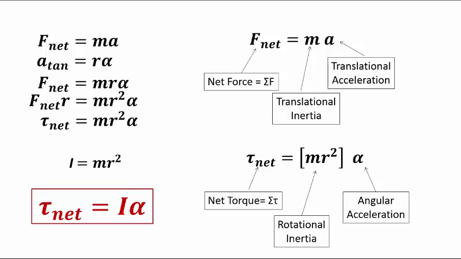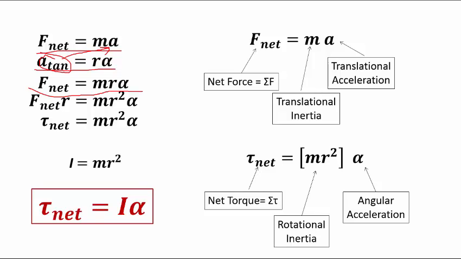In translational dynamics, we found that a translational acceleration is produced by a net force. This is simply Newton's second law. In rotational dynamics, the acceleration is angular, which is related to the translational acceleration by this formula. We can simply sub in our tangential acceleration into the second law, and we'll end up with a net force equals mass times radius times the angular acceleration.